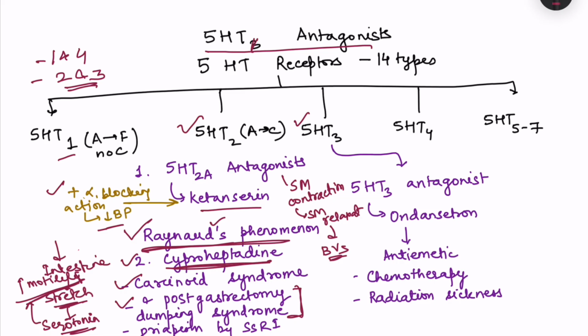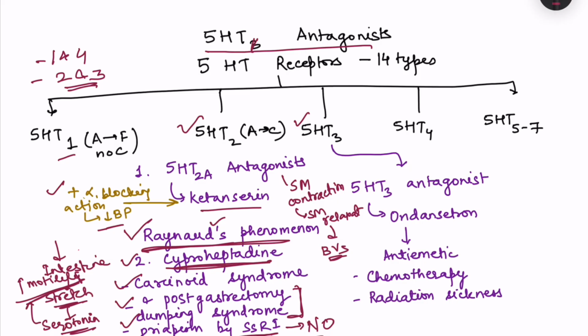Then it is also used in priapism caused by SSRIs. Priapism is a side effect of serotonin reuptake inhibitors, because there is increased serotonin. That increased serotonin is going to increase the release of nitric oxide in the penile blood vessels, and that is going to lead to prolonged erections. That is priapism. So for this, we can give 5-HT2 receptor blockers.